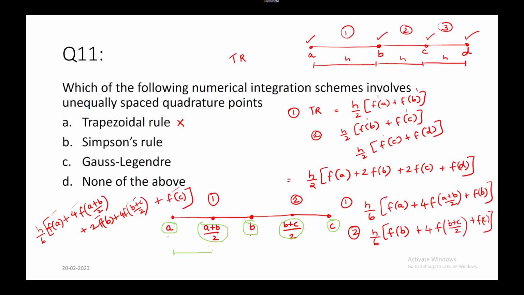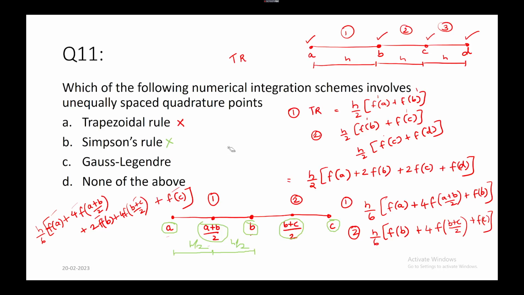So you can say this will be h by 2. Similarly, this will also be h by 2. Okay. So this is also not a correct answer. If you see element wise, it is fine. So there are equally spaced quadrature points for both the trapezoidal and Simpson's rule.